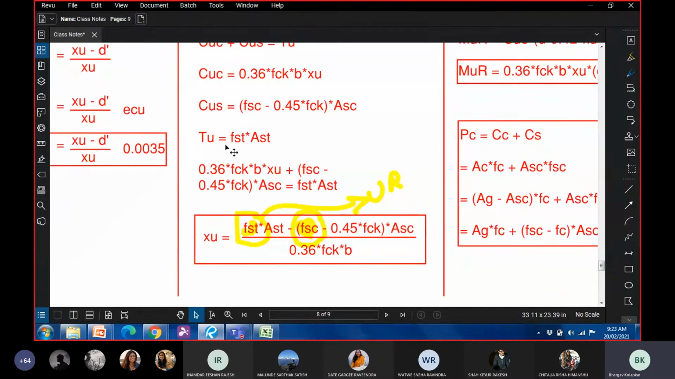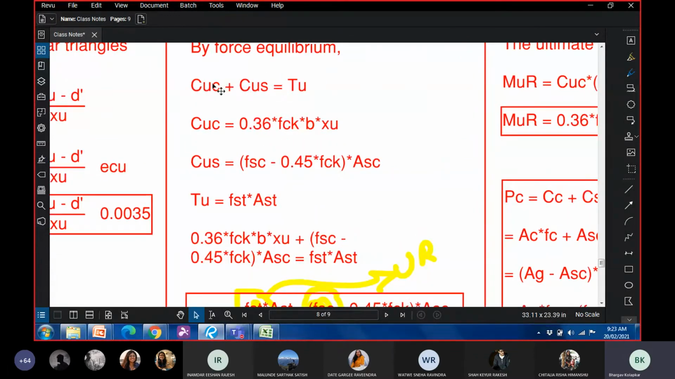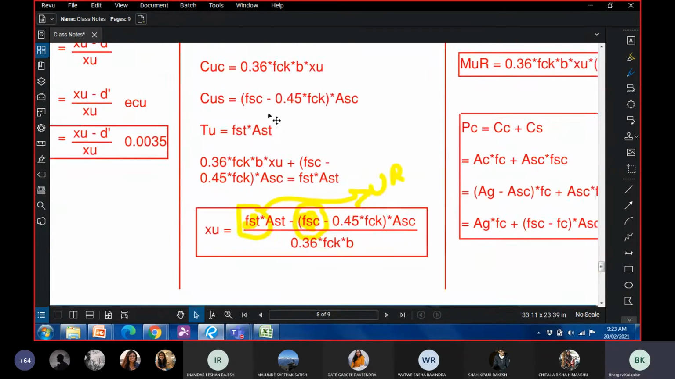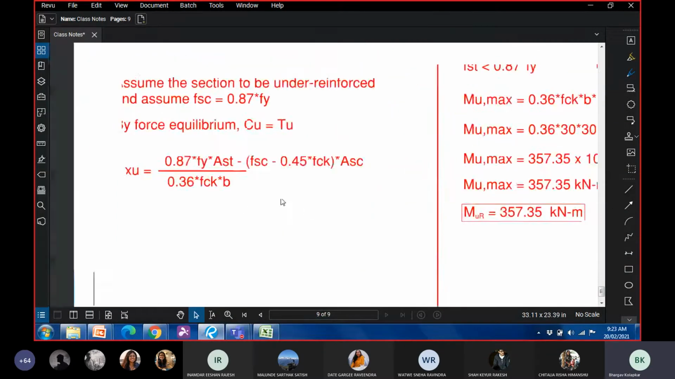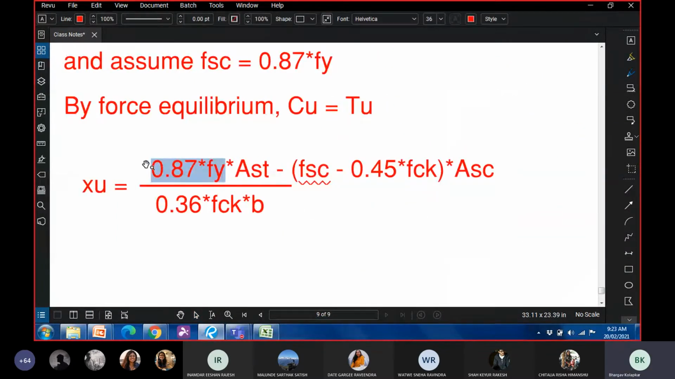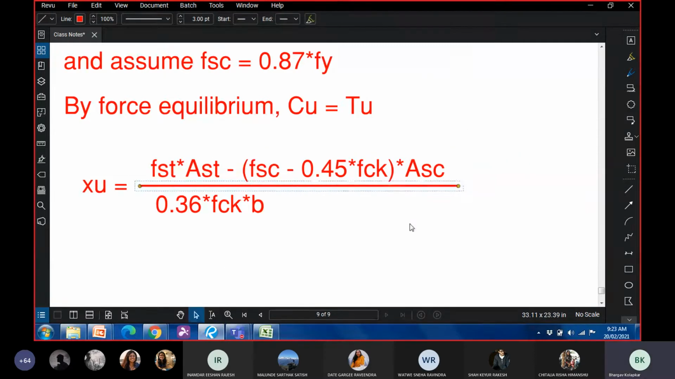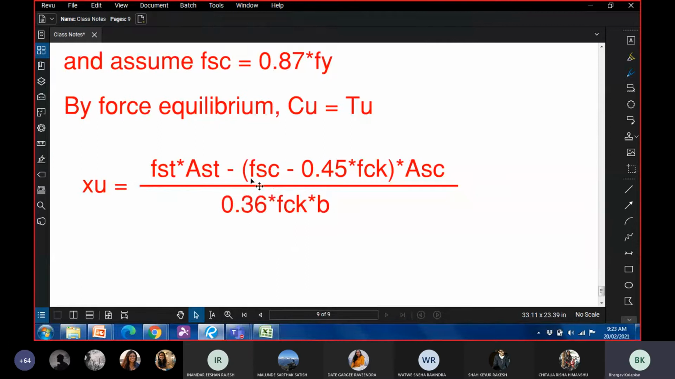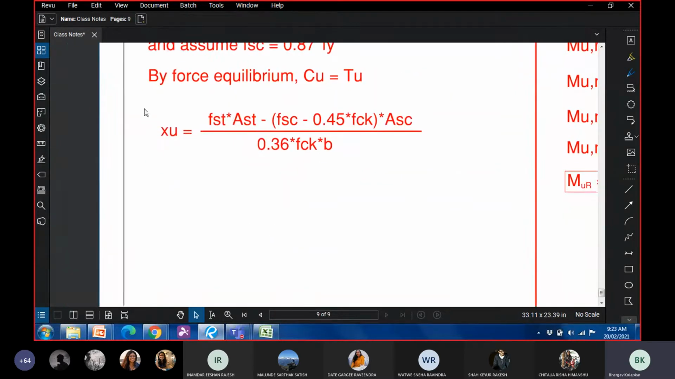We have seen that TU is FST into AST, and then we split CU into two terms, that is the compression in concrete and the compression in steel. The compression in concrete is 0.36 FCK B XU. And when we simplify it further, we get everything in terms of XU. So XU is this. I've just rewritten this here. Now, if you want the exact equation, I'll just write this. So XU equals FST AST minus FSC minus 0.45 FCK into ASC upon 0.36 FCK B.